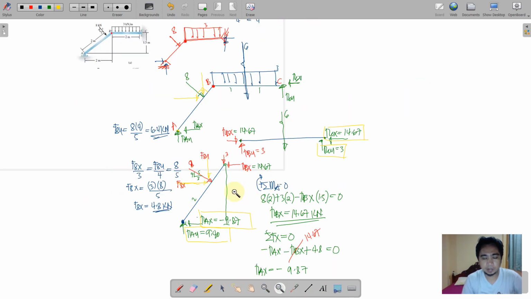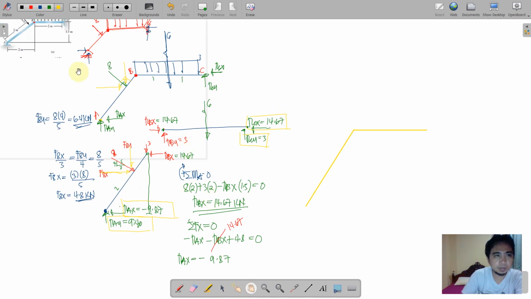So considering now the whole structure, illustrating the whole structure here, buuin natin ulit yung structure. So this is the structure, okay? And then we indicate the reaction here. We have 9.4. We have negative 9.87. Siguro pwede na nating baguhin yan yung direction. Imbis na leftwards yun, dapat rightwards. Equivalent to 9.87.